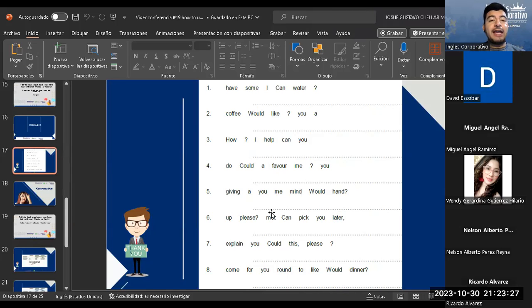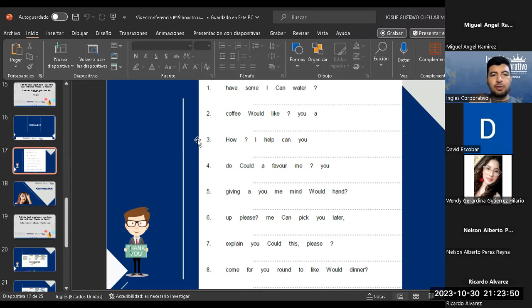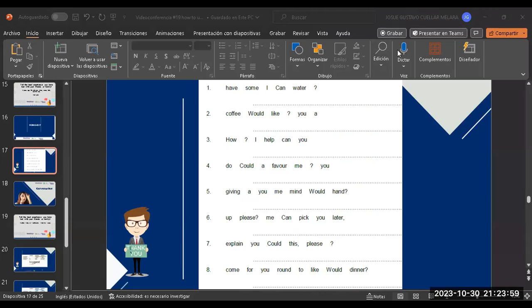Well, here we have 8 sentences that we have to unscramble. Tenemos que desenredarlas, o sea, ordenarlas. And create, all of them are questions. Todas son preguntas, okay? All of them are questions. I'm going to give you a couple of seconds. Les doy un par de segundos para que vean. Try to have, Miguel is going to be the first one. Traten de ver those 2 options so you can have more possibilities to answer. Bien, Miguel, ya vamos contigo.